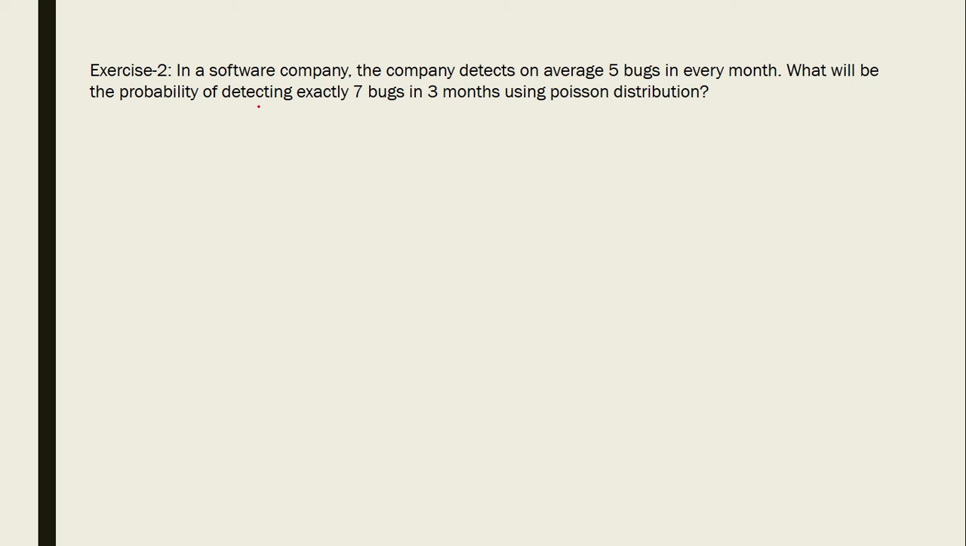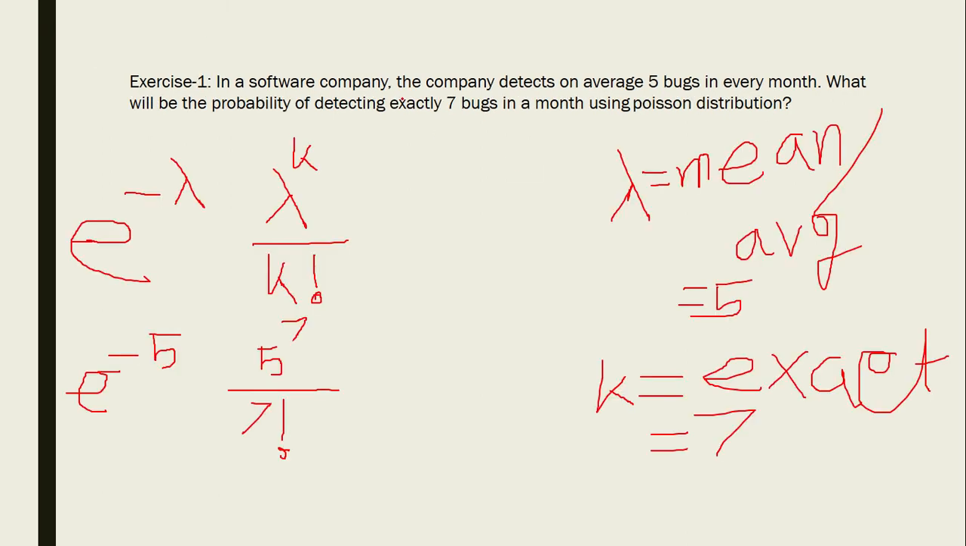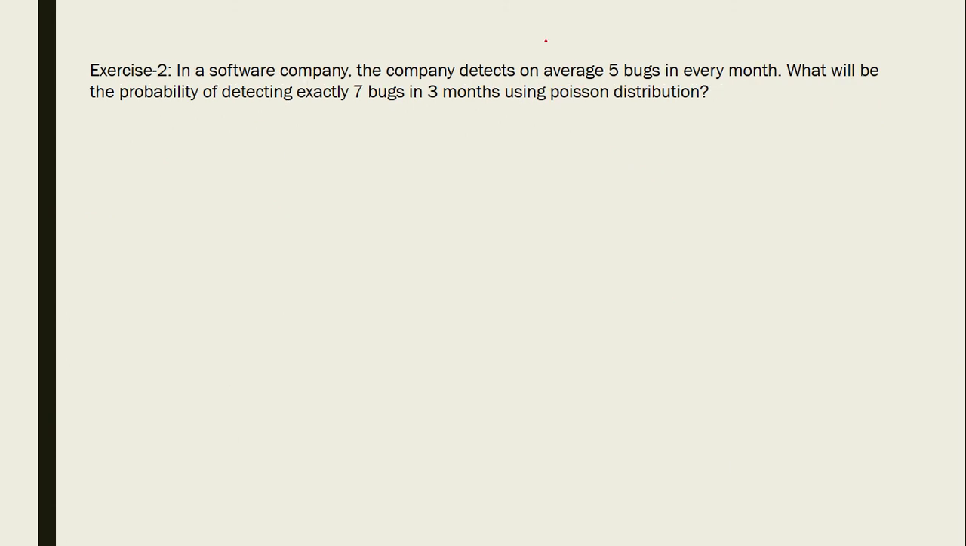So let's see our second question. In this question it is said that in a software company, the company detects on average 5 bugs in every month. What will be the probability of detecting exactly 7 bugs in 3 months using Poisson distribution? You can think of this question as the same as the previous one, where it also said that it detects on average 5 bugs in every month.